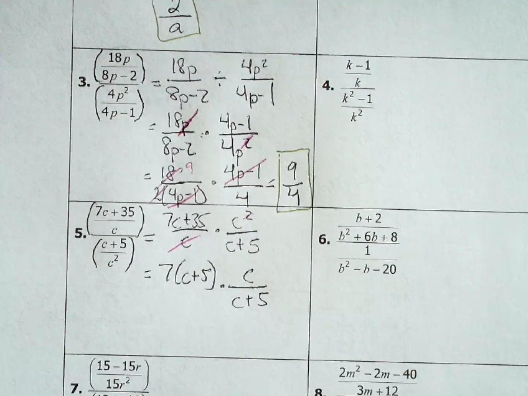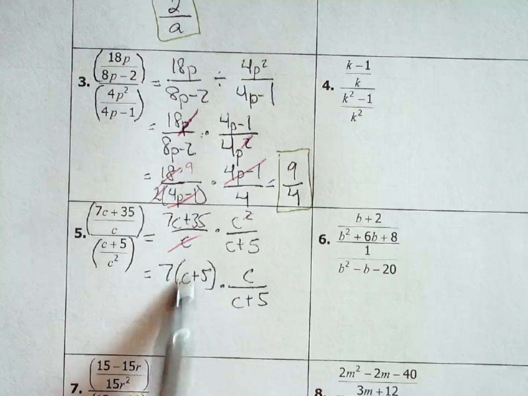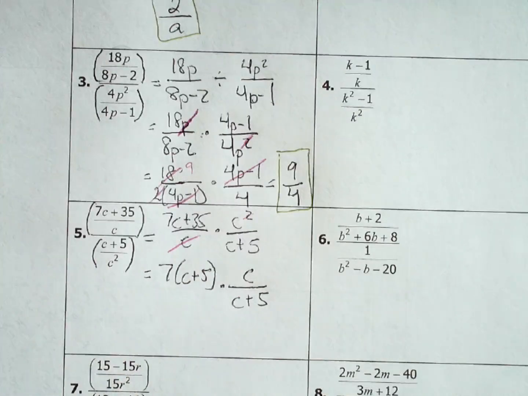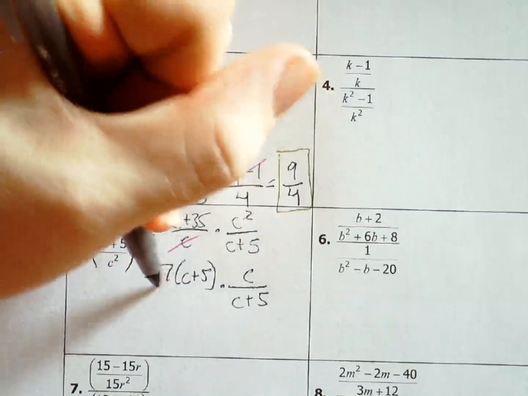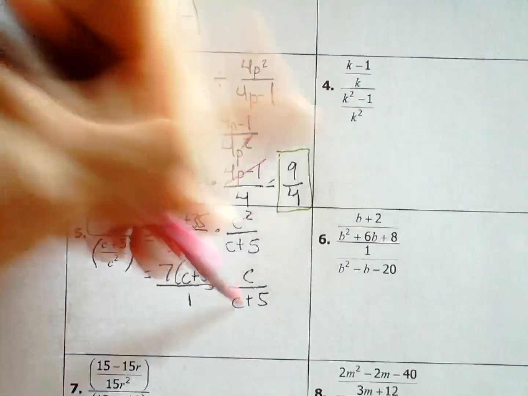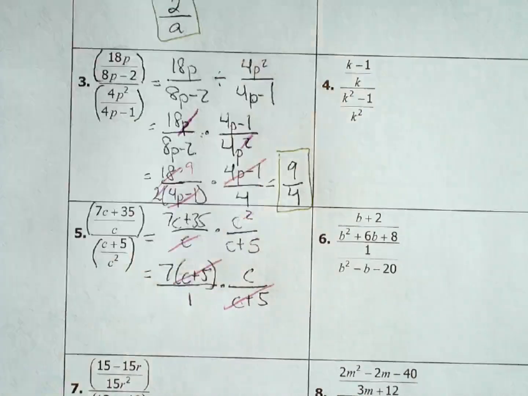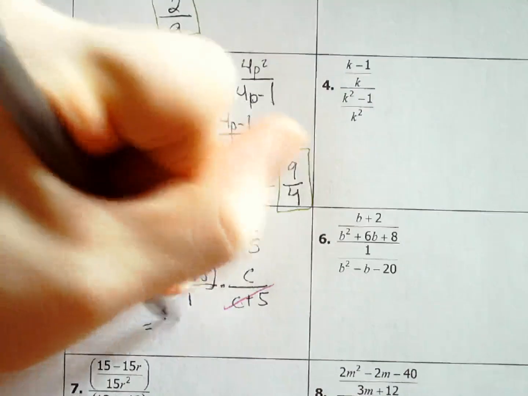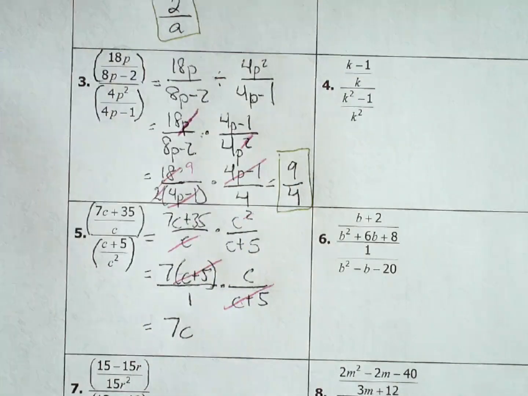And this is fine. But I know a lot of you guys, if you're doing a fraction and this other number isn't written as a fraction, it makes you uncomfortable. And so if you want to write it as over 1, that's fine with me. It doesn't matter. And now I can cancel c plus 5 over c plus 5. And so my answer is just 7 times c, or 7c.